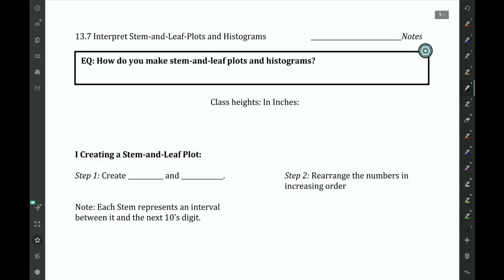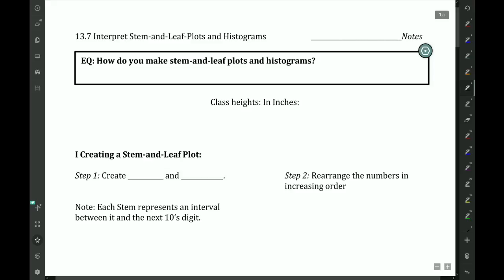Hello, algebra students, and welcome to 13.7, interpreting stem and leaf plots and histograms. Again, these should be mainly review things for you, so we'll just go through them quickly and try not to bore you to death too much.